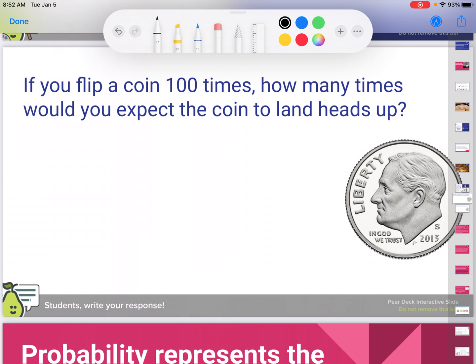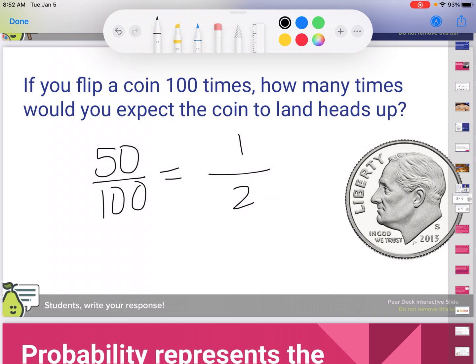If you flip a coin 100 times, how many times would you expect the coin to land heads up? Well, I would expect it to land 50 over 100 because the probability is 1 out of 2. So if I'm going from 1 to 50, I'd multiply by 50.